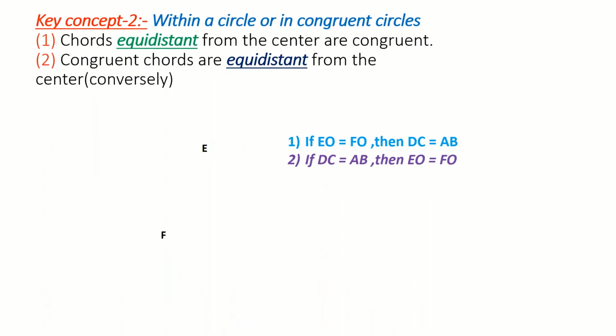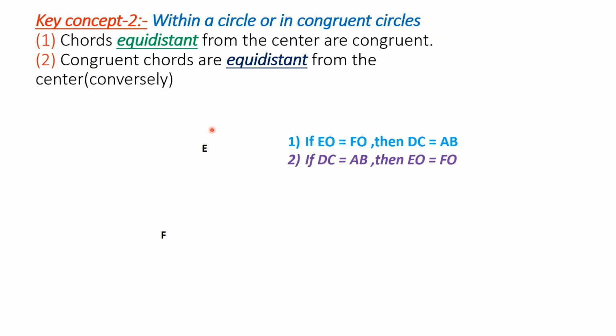Concept number 2: within a circle or congruent circles, chords equidistant from the center are congruent. What does equidistant mean? Having the same distance from the center. Equidistant means equal distance. Congruent chords are equidistant from the center.